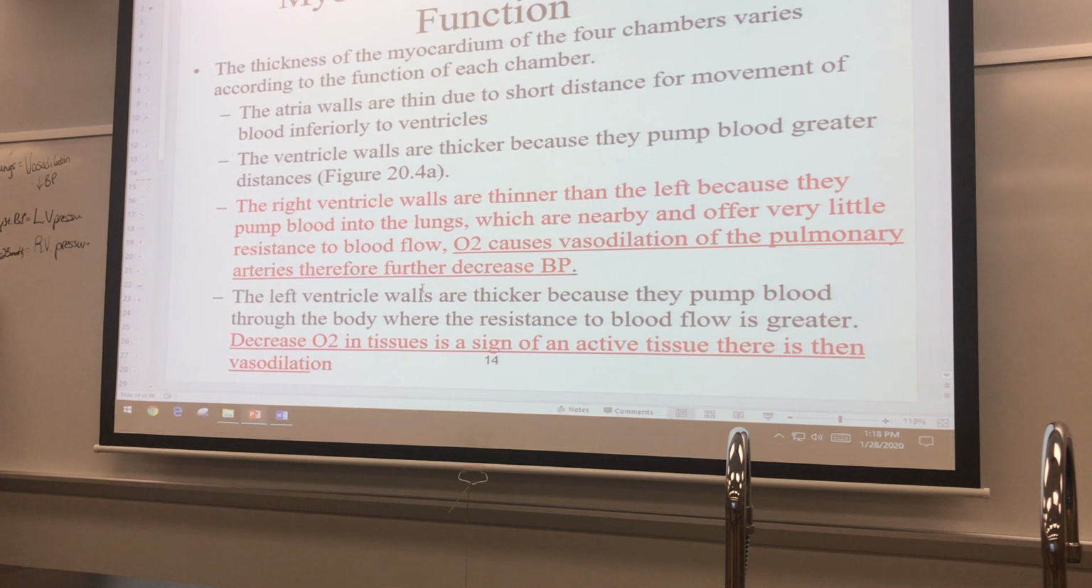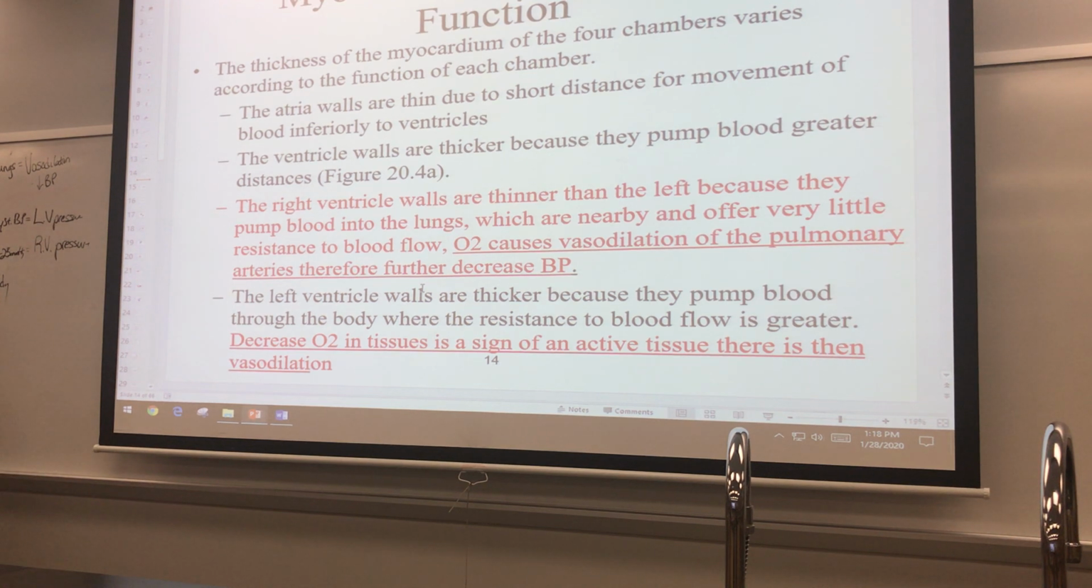In the rest of the body, in our systemic tissue, increase in oxygen is actually not a great sign. Does it mean that you're not moving blood, you're not being active in that area? Instead, if you're really active, we should see decreased amount of oxygen in that region.